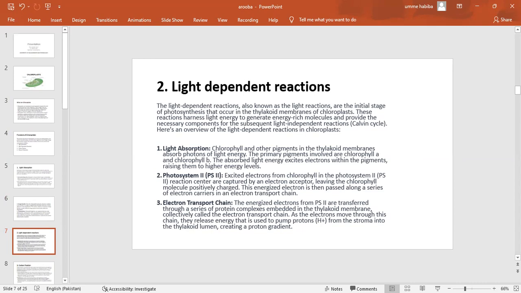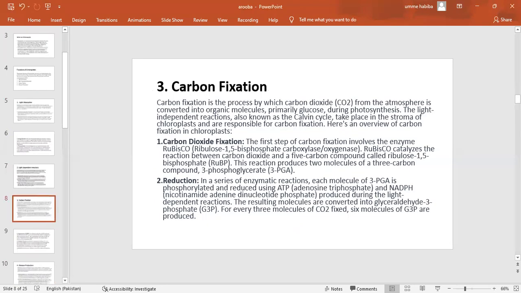Electron transport chain. The ionized electron from photosystem 2 is transferred through a series of protein complexes embedded in the thylakoid membrane, collectively called the electron transport chain. As the electrons move through this chain, they release energy that is used to pump protons from the stroma into the thylakoid membrane and create a proton gradient.